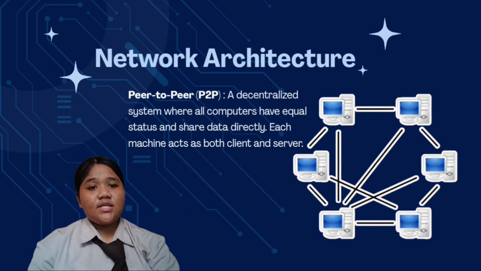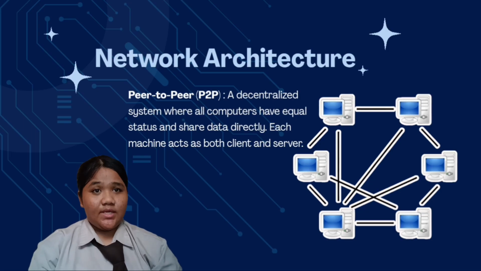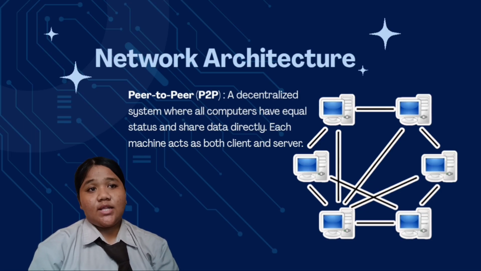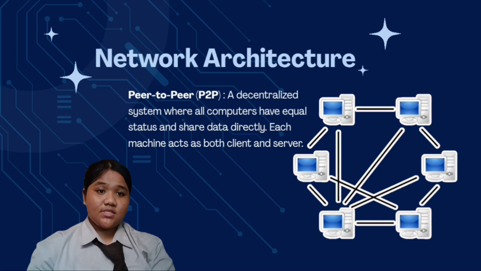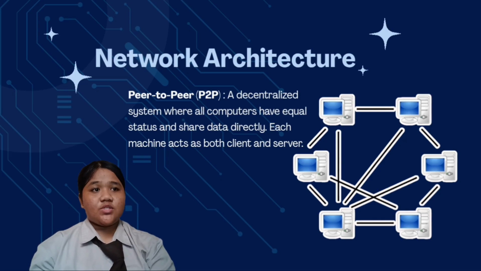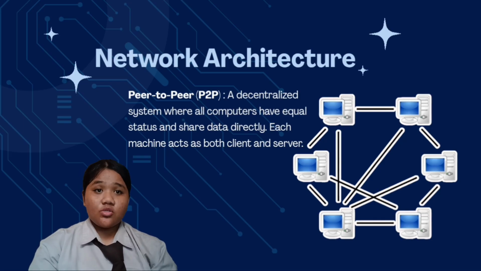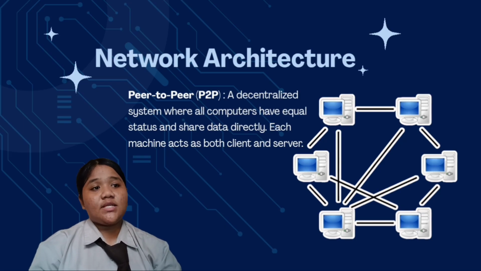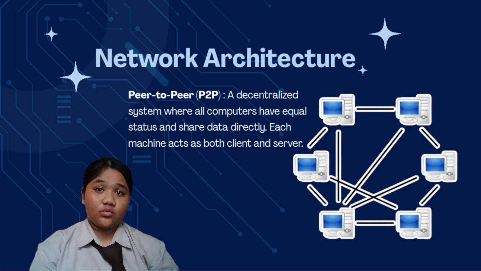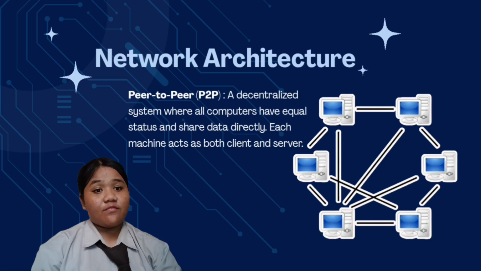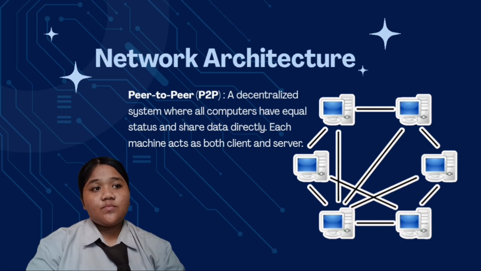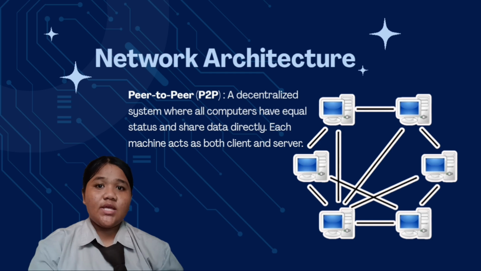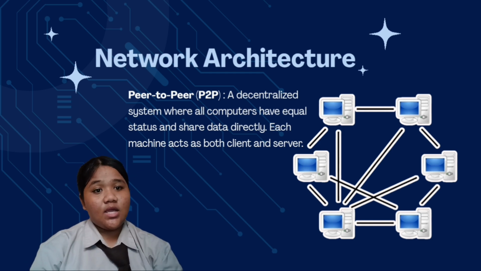The second model is peer-to-peer or P2P. This is a decentralized system where all devices are equal, like friends sharing notes. There is no boss or central server here. A very simple example is when you send a photo or video to your friend's phone using Bluetooth or share it. Both phones connect directly to each other without needing any other computer.